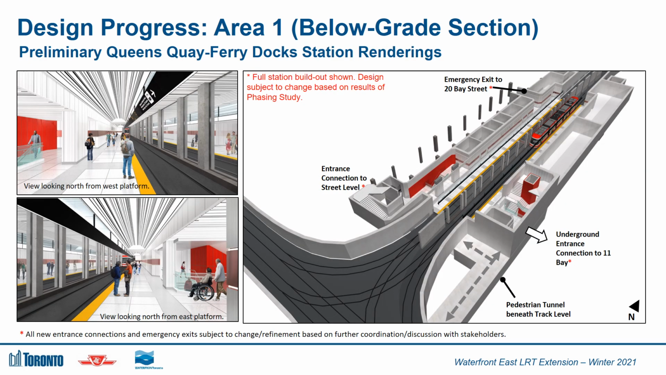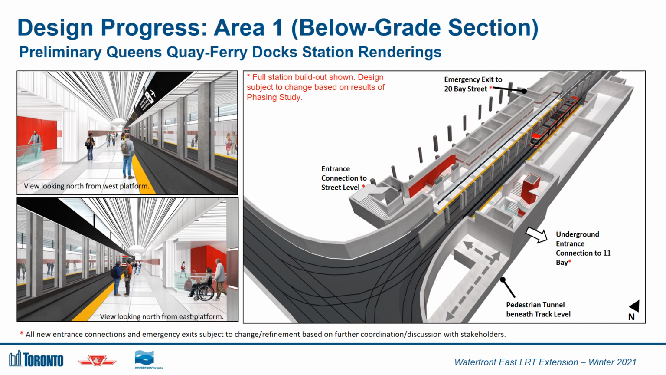This slide shows some preliminary renderings for Queens Quay Station, reflecting the full station build-out condition. The main image on the right offers an overall bird's-eye view of the expanded station looking north. This image illustrates the new track connection at the bottom, the enhanced entrance to the left, and proposed new underground entrance connection to 11 Bay.